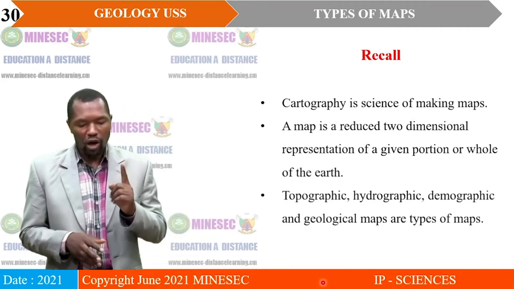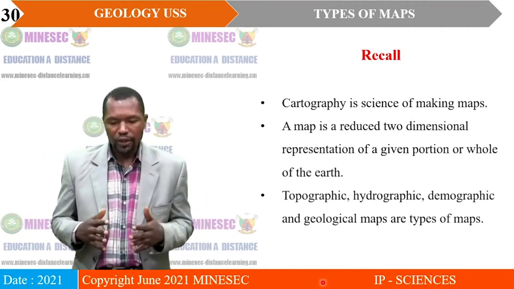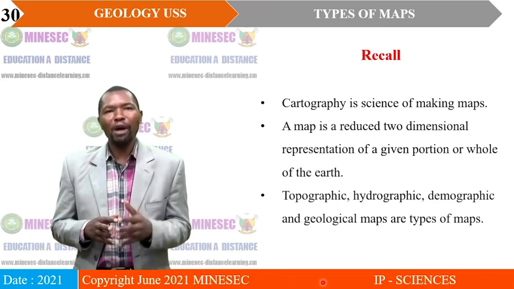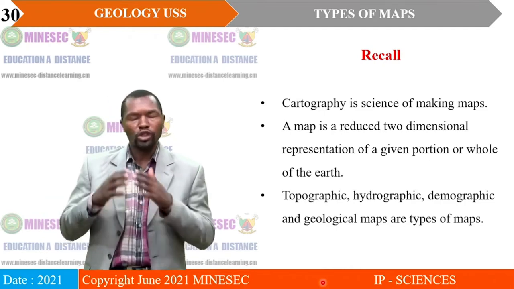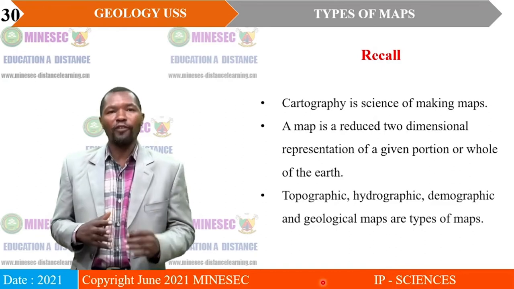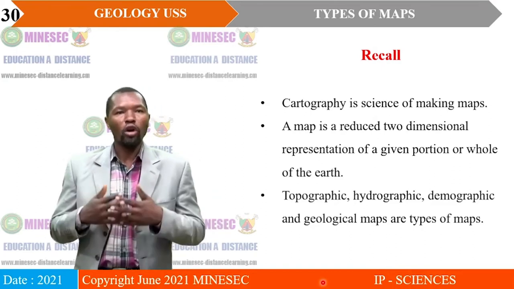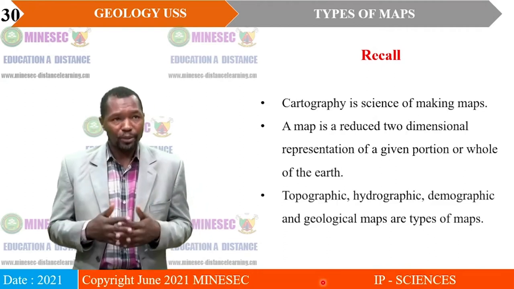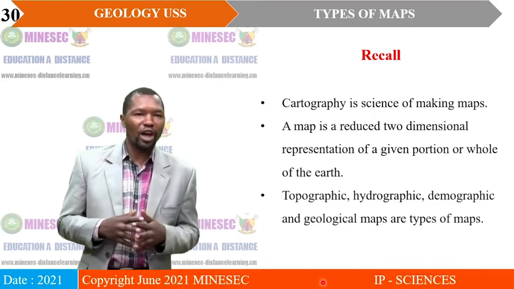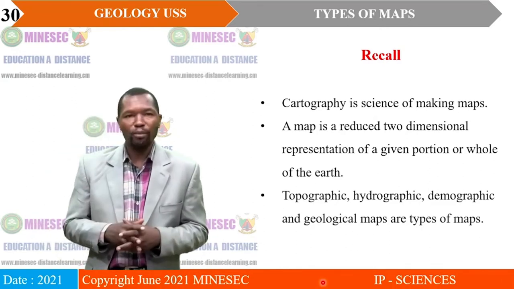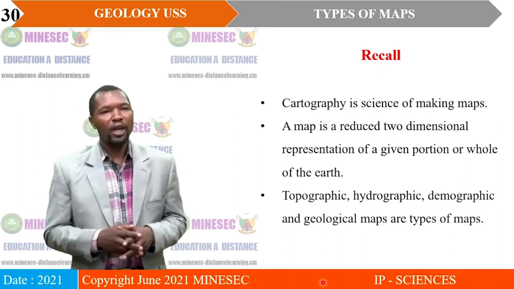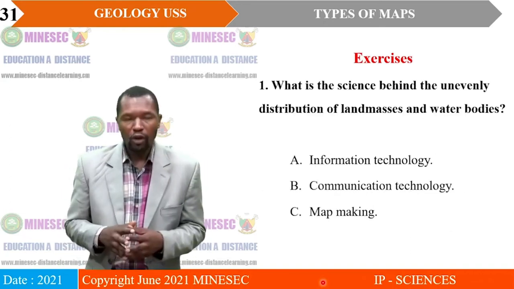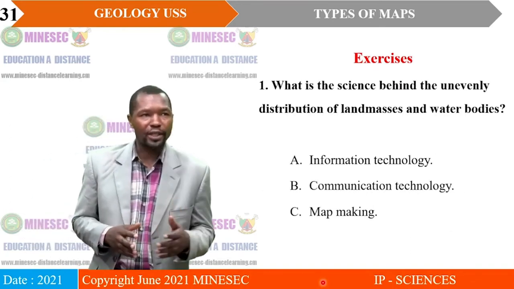Now, recall that cartography is the science of making maps, and that a map is a reduced two-dimensional representation of a given portion or whole of the earth. There are four common types of maps. We have topographic maps, we have hydrographic maps, we have demographic maps, and we have geological maps. Now, we dive into exercises.